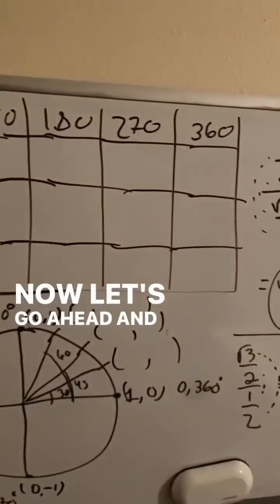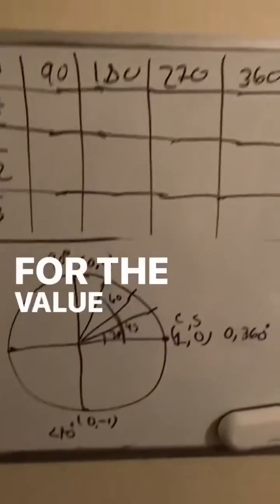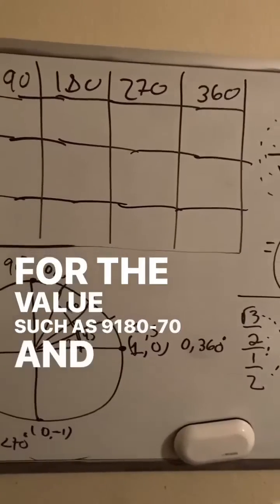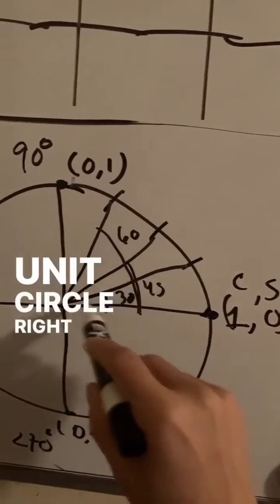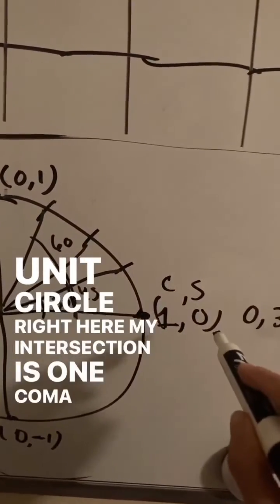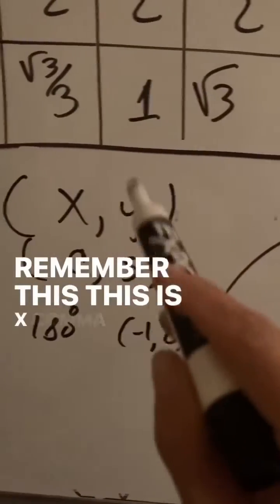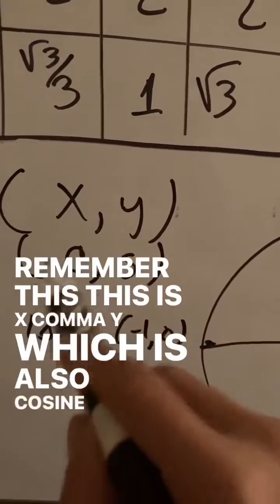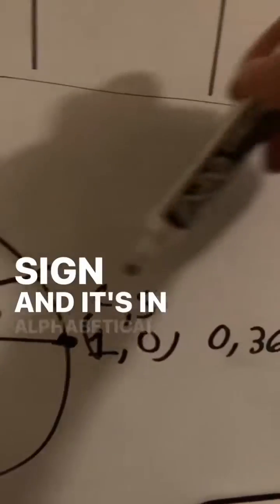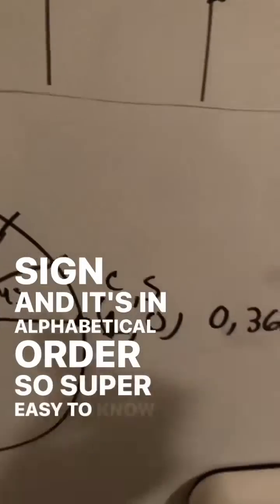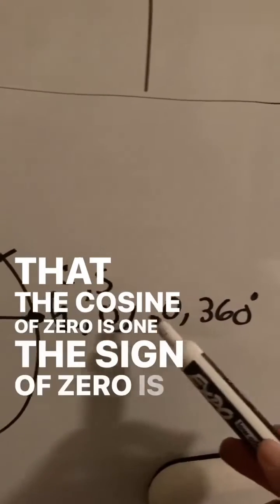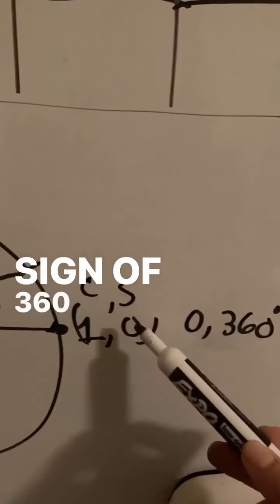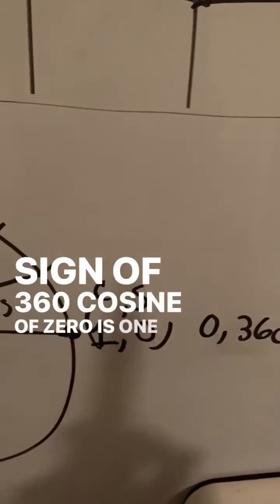Now let's go ahead and find these values. For the values such as 90, 180, 270, and 360, you're going to use the unit circle. Right here, my intersection is (1, 0). Remember this. This is x, y, which is also cosine, sine, and it's in alphabetical order. So it's super easy to know that the cosine of 0 is 1. The sine of 0 is 0. The sine of 360 is 0. Cosine of 0 is 1.